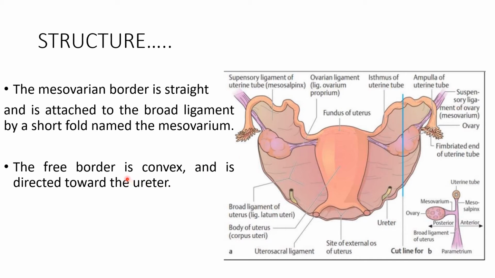The other border is the free border or the posterior border. It is convex and is directed towards the ureter. This is the posterior border. It is convex in shape and it is directed towards the ureter. This is the ureter.